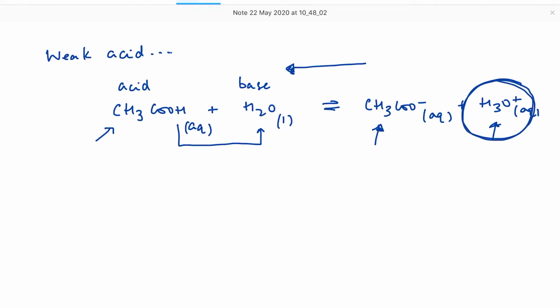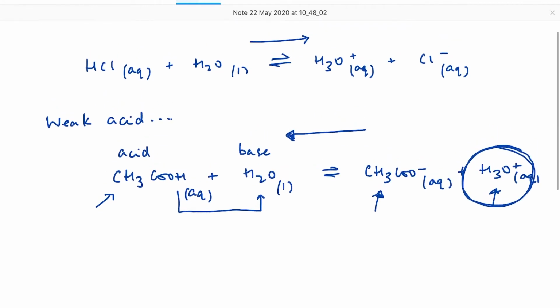That means, of course, that because the concentration of hydrogen ions or oxonium ions in solution is very, very low, weak acids have a much higher pH, round about pH 4 or 5, as opposed to strong acids like hydrochloric acid, where we have full dissociation. We have a very large number of oxonium or hydrogen ions in solution, and so the pH, which is a kind of measure of the amount of acidity, is much lower, pH 1 or 2 for a strong acid.